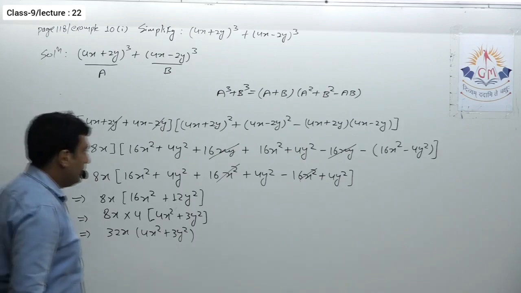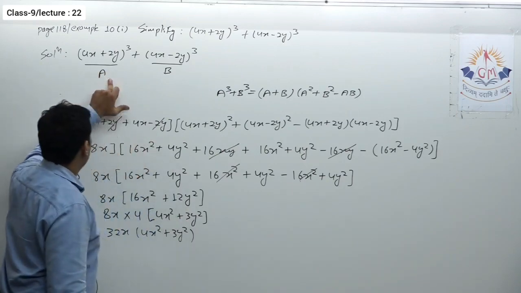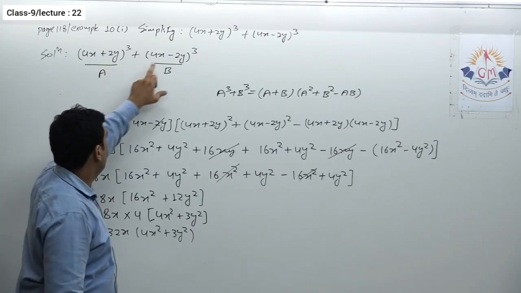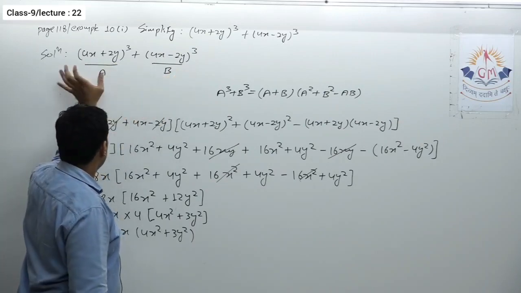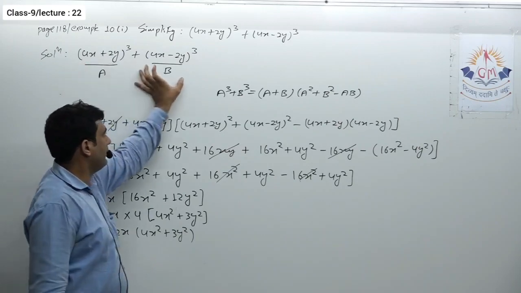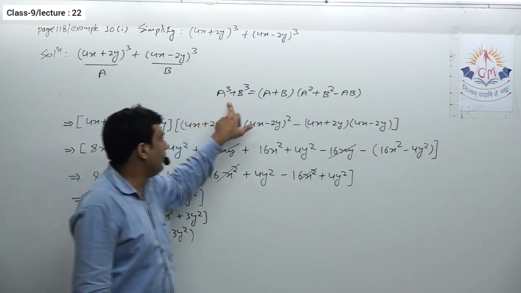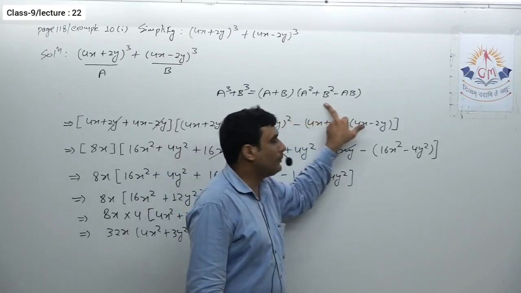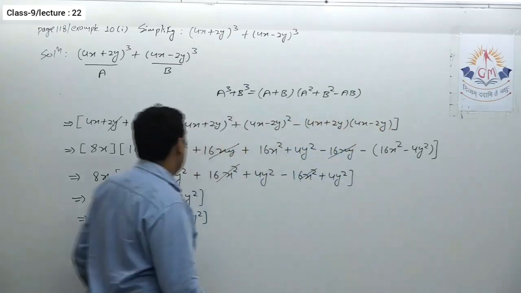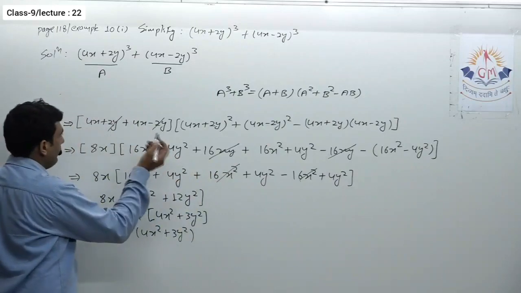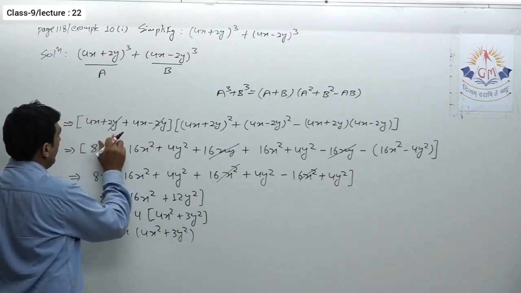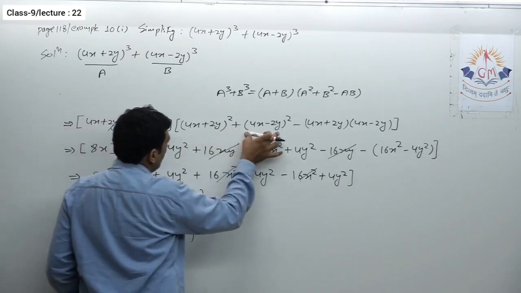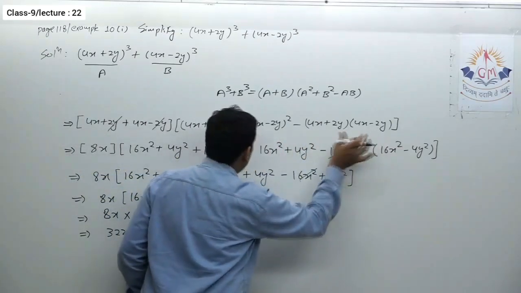Okay, so I hope this is clear to you. Let me explain once again. See, this is (4x plus 2y) cube and (4x minus 2y) cube. So this I considered as a, and this I considered as b, and I applied the identity of a cube plus b cube, that is (a plus b)(a square plus b square minus ab). Now I just kept the values of a and b. 4x plus 2y is a, this is b. Again over here a square plus b square minus ab.